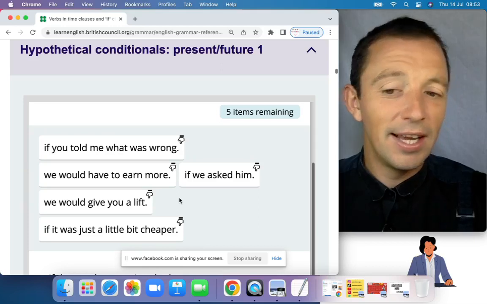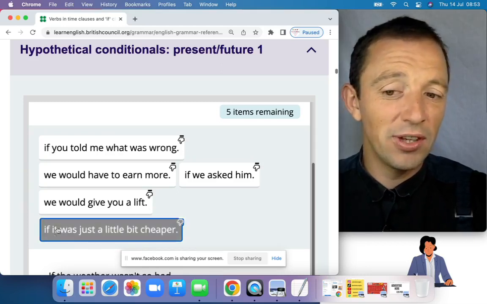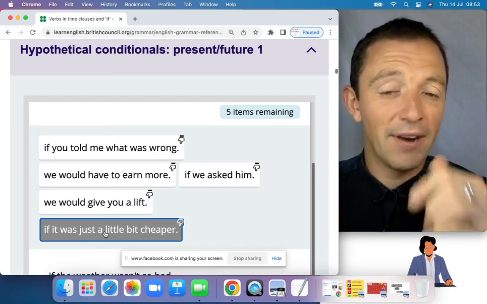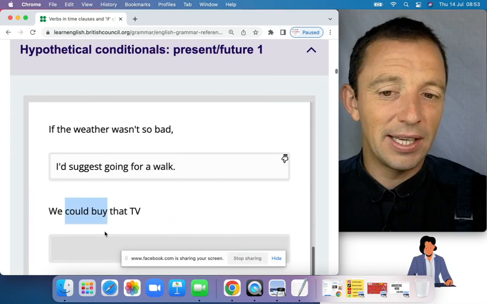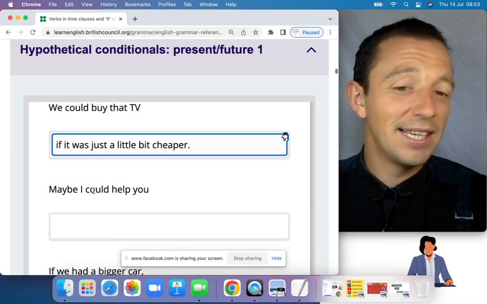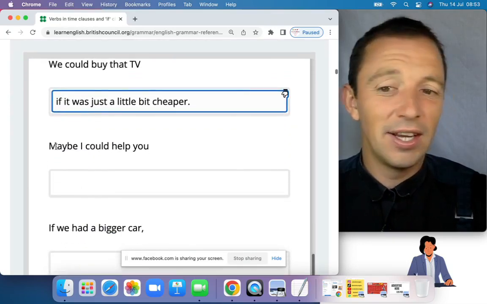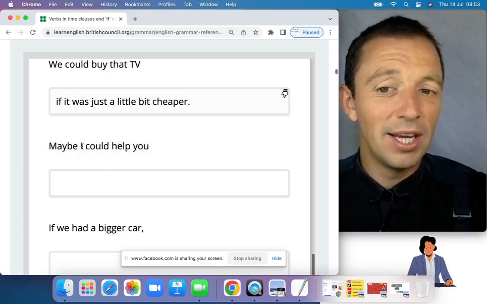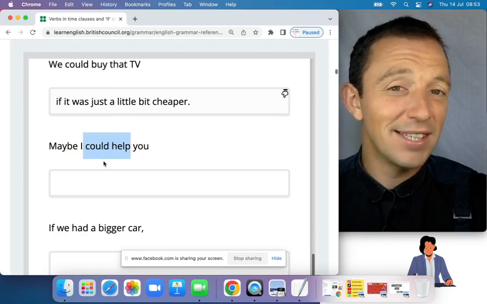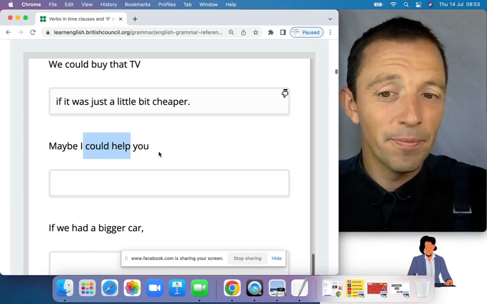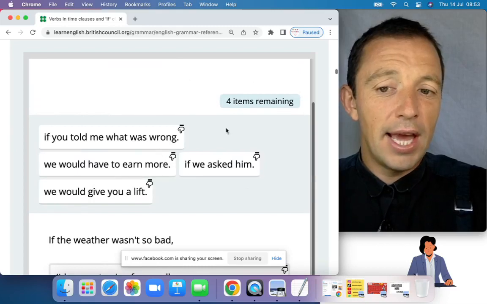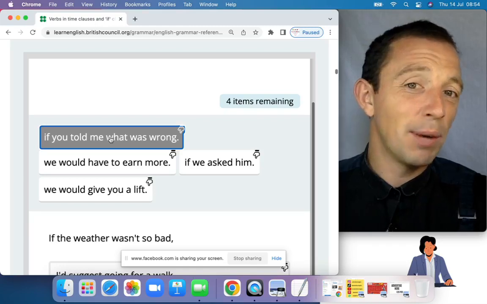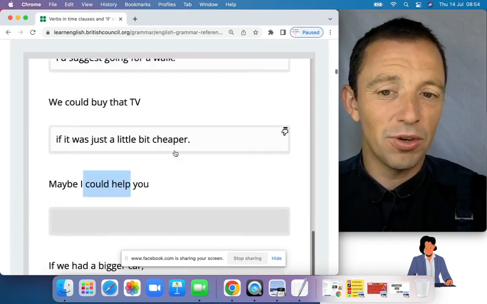Context. If this is the conditional clause, if it was just a little bit cheaper, that's the past. But we are expressing the present, I think. Okay, I think this is easier because of the contexts. So maybe I could help, that is hypothetically. Maybe I could help you, that's the modal verb to represent the present. Maybe I could help you now. If you told me what was wrong, past, I think, representing the present. If you told me what was wrong.